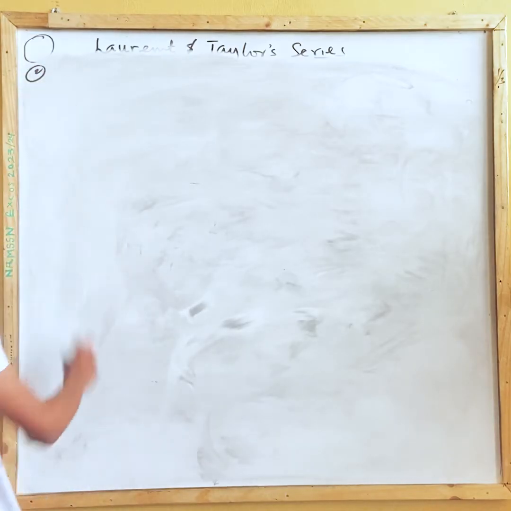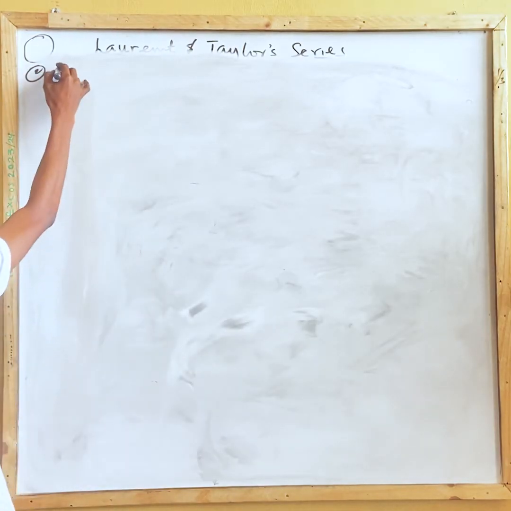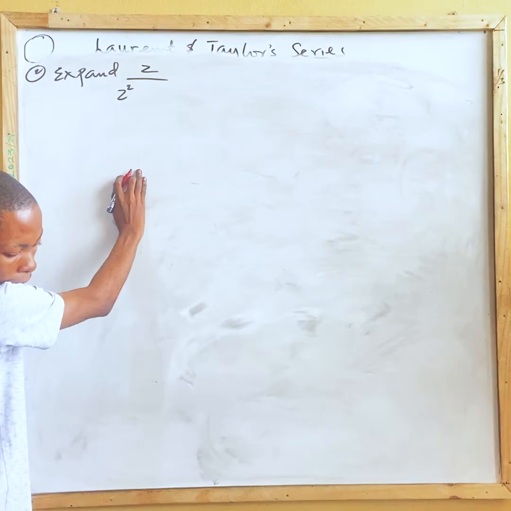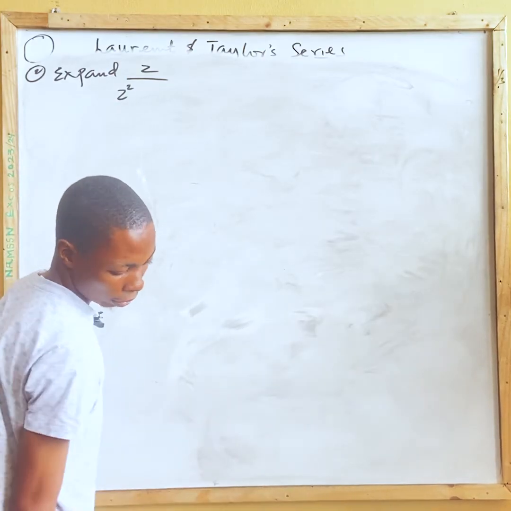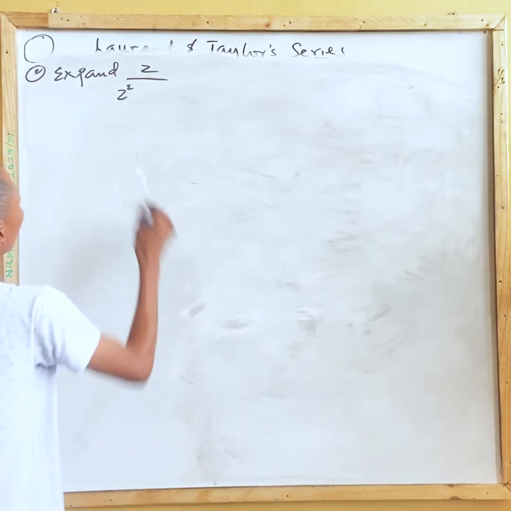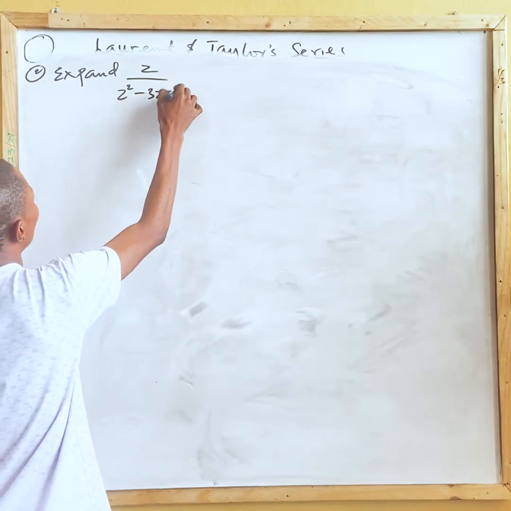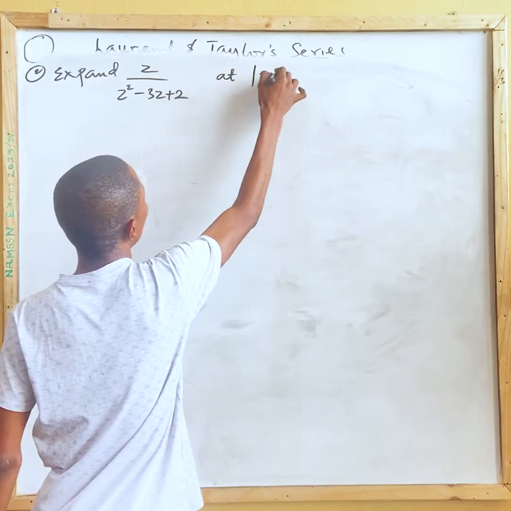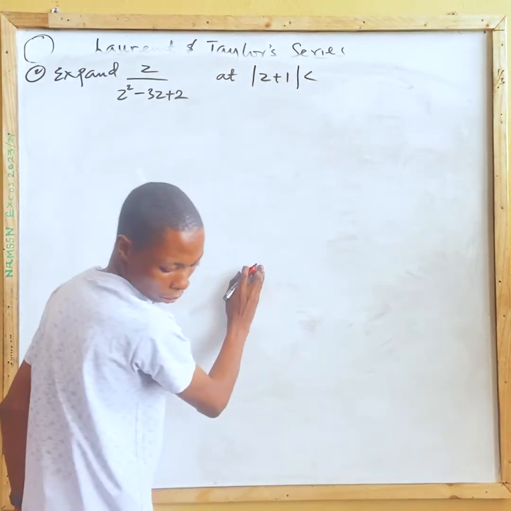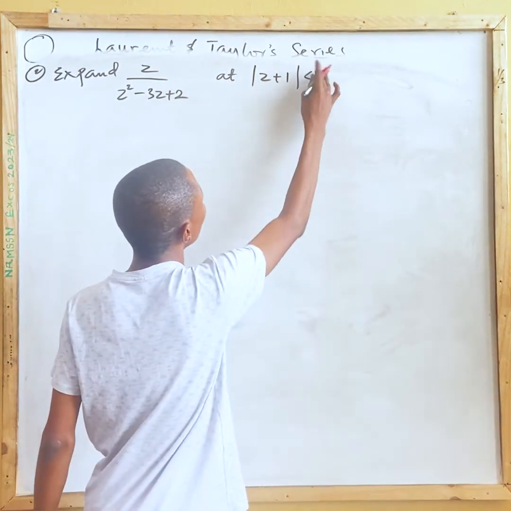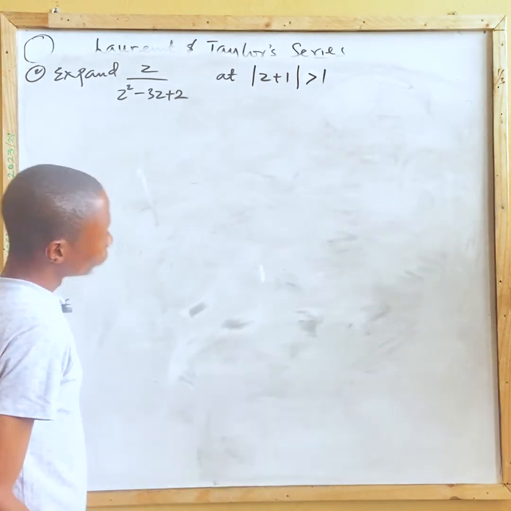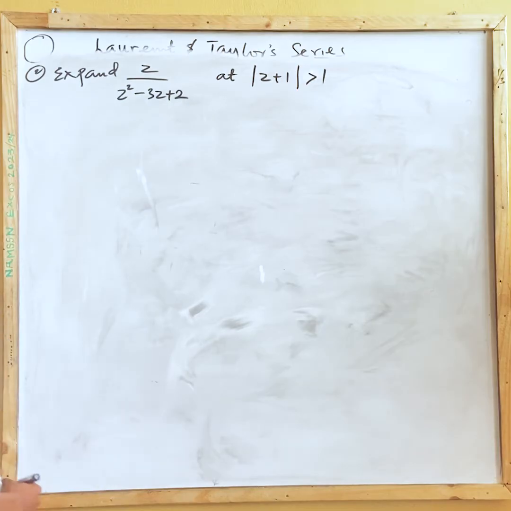Number 2. So let's expand by Laurent series z divided by z squared minus 3z plus 2. At this point, absolute value of z plus 1, so absolute value of z plus 1 greater than 1.